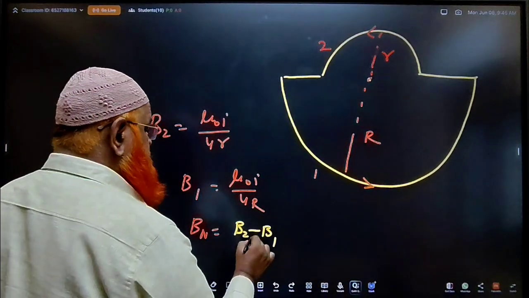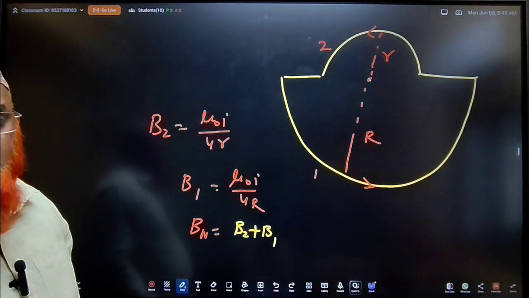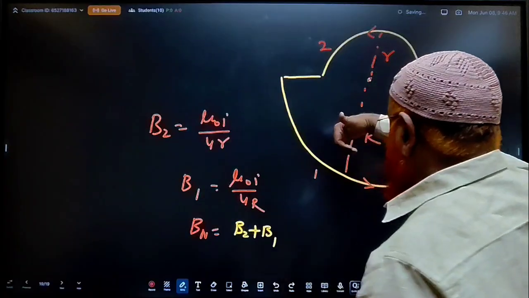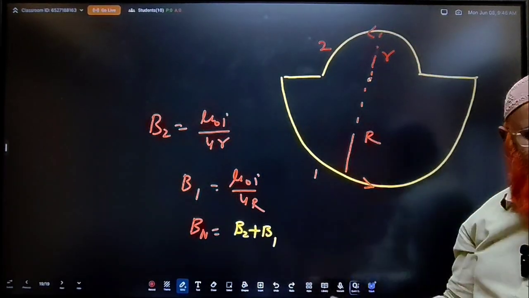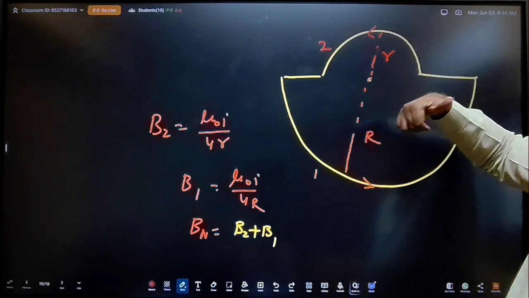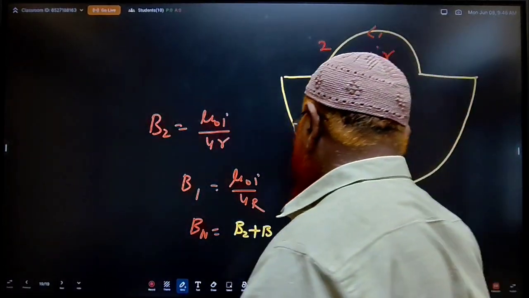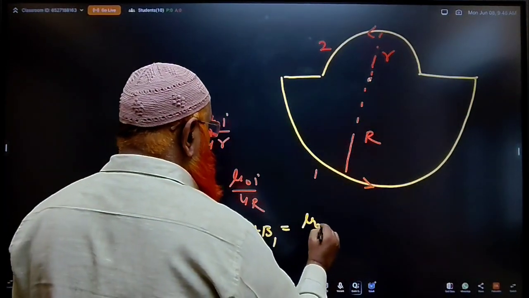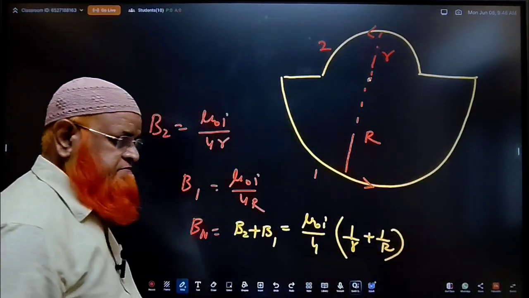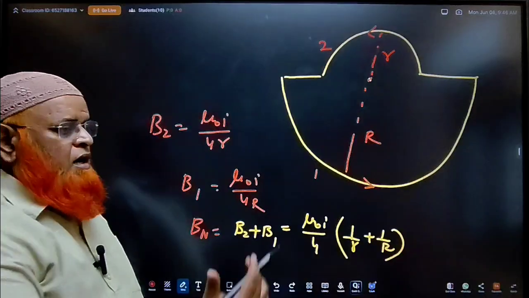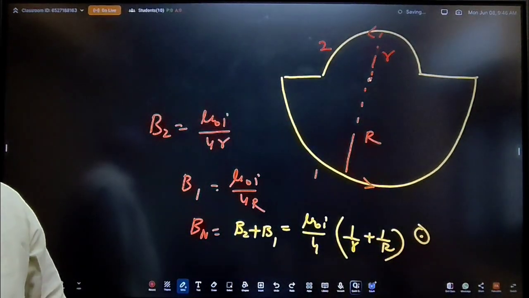Understand? Okay. First thing is you just add them. Whether to add or subtract, how do you find out? See here, anti-clockwise, upwards. Here also anti-clockwise, upwards. So both are the same. You have to add them. For this also, the net is outside. For that also it is outside. So we just add them. If you just add them, what are you getting now? Mu naught I by 4 is common, so 1 by small r plus 1 by capital R is left. And that is going to be anti-clockwise, which means dot. Is it clear what I am saying now?